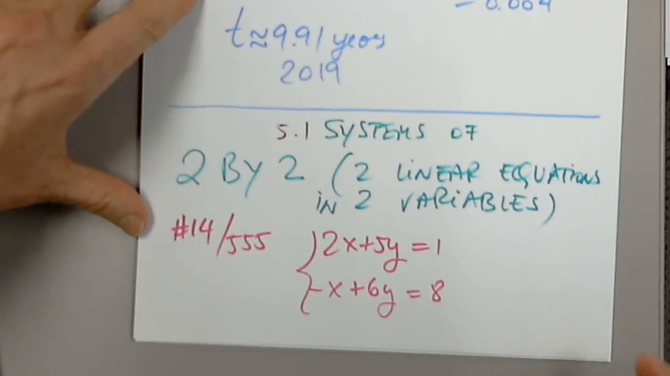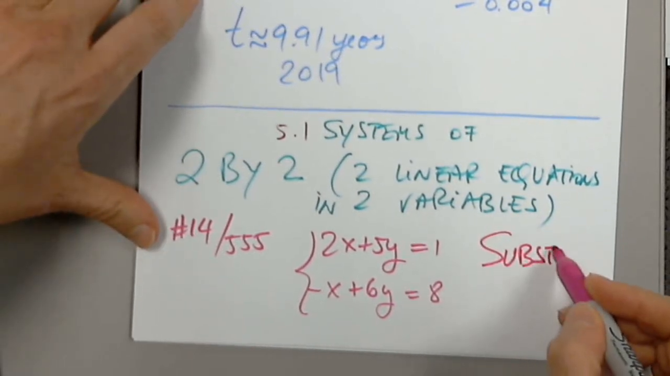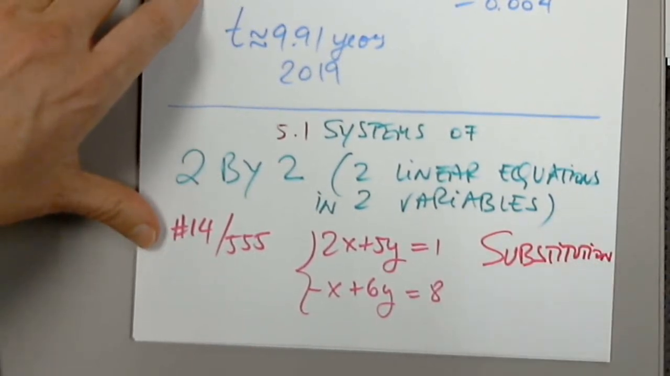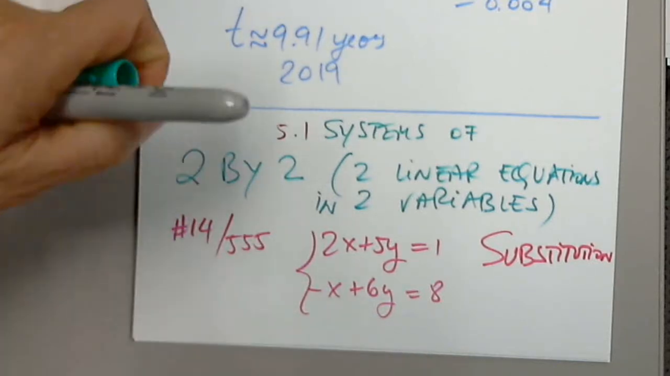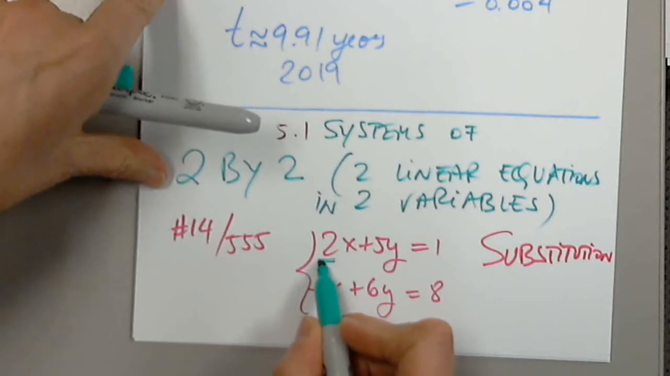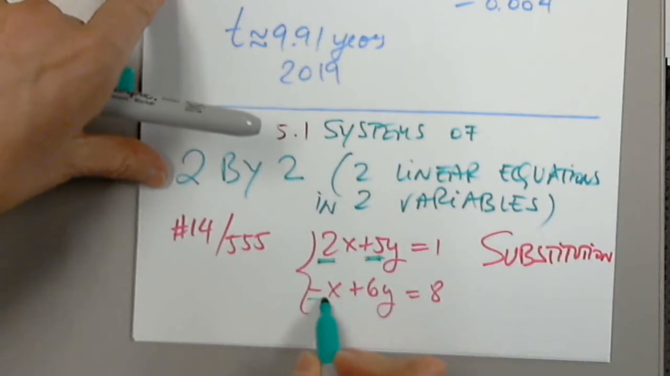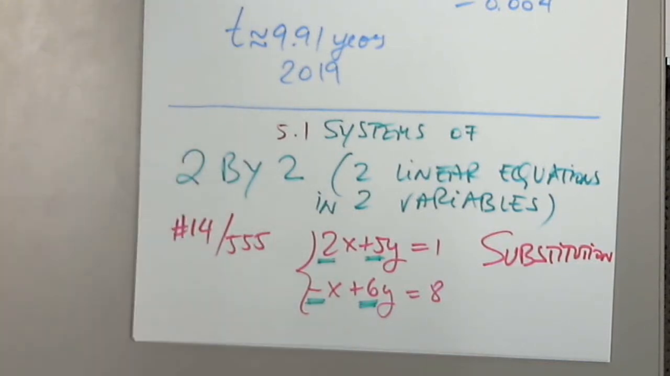If I'm asked to use substitution, I will first look at the four different coefficients. I see coefficient 2, I see coefficient 5, I see coefficient -1, and I see coefficient 6. The only variable that I would think of substituting for is only this one.